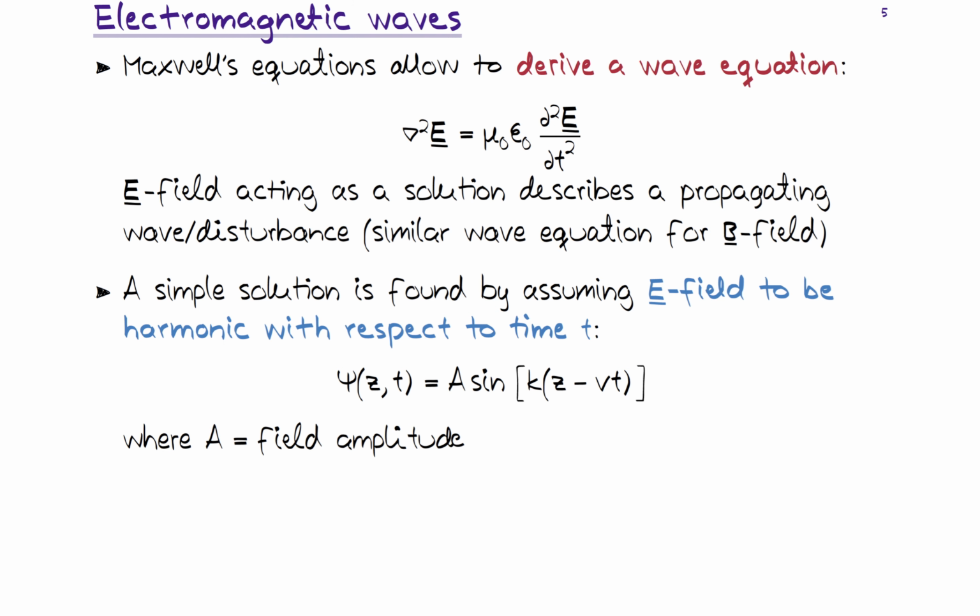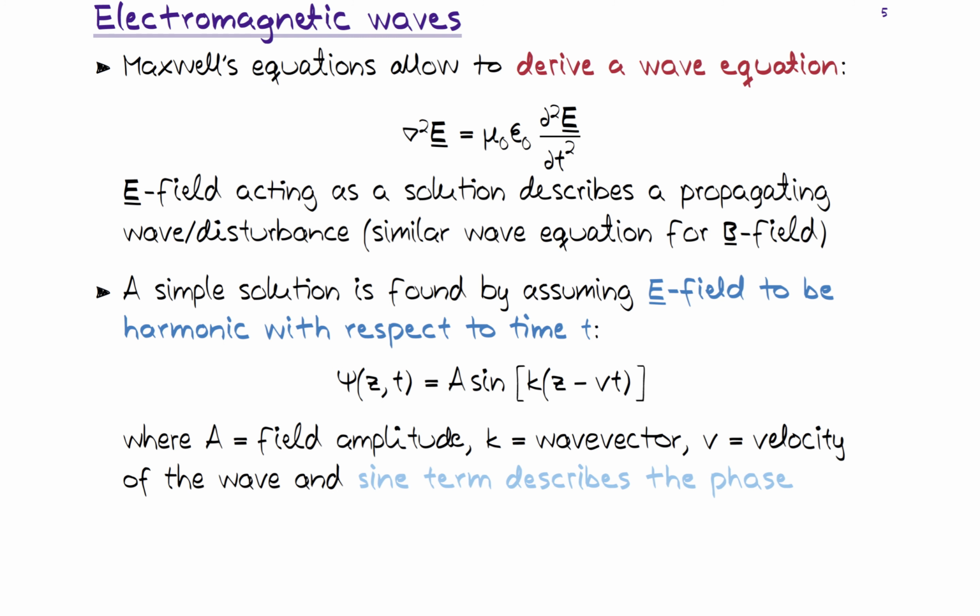So A is the field amplitude, k is the wave vector. Of course, right now in this description, the wave vector is still a scalar valued quantity, but in the future that generalizes into a proper three-dimensional vector. So that's why I'm still calling it a wave vector here, not a wave scalar. And then v is the velocity of the wave. Most of the time it's c naught, so the speed of light in vacuum.